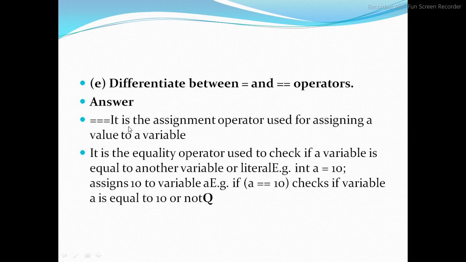Here it is written: equal is the assignment operator used for assigning a value to a variable. Double equal is the equality operator used to check if a variable is equal to another variable or literal. Example: int a = 10 means we are assigning 10 to a. On the other hand, when we write a == 10, we are checking whether the value in a is equal to 10 or not. Many times whenever we write programs with operators, we use this concept, checking the value using these logical operators.